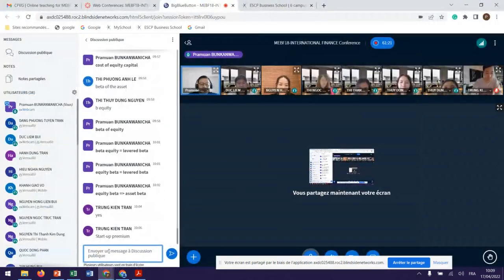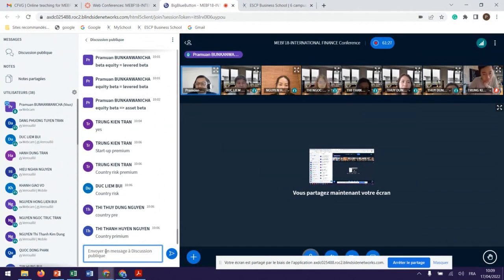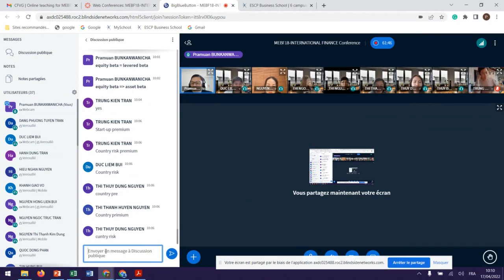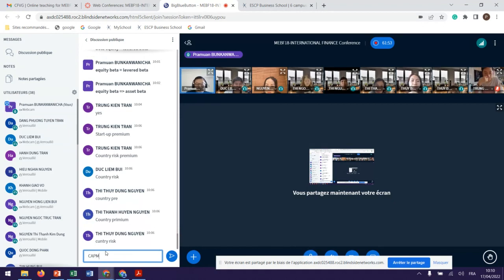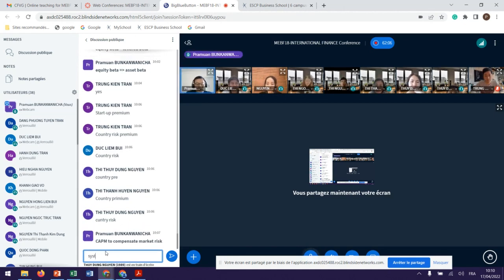The CP is country risk premium. Okay, perfect. What is a country risk premium? Why do you need a country risk premium, to compensate what type of risk? You use the CAPM to compensate the market risk of the project, right? Or systematic risk.